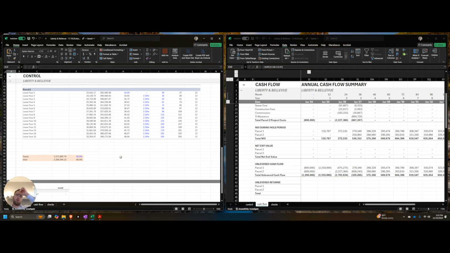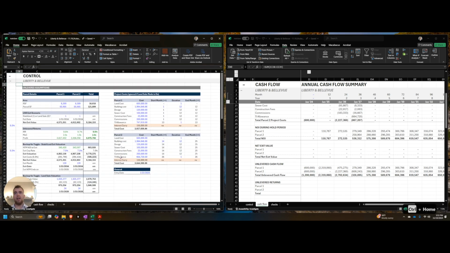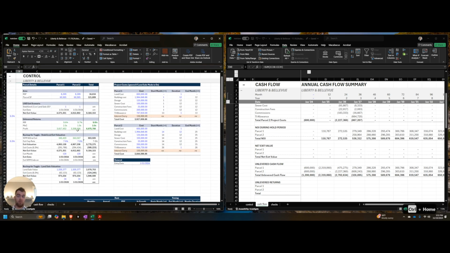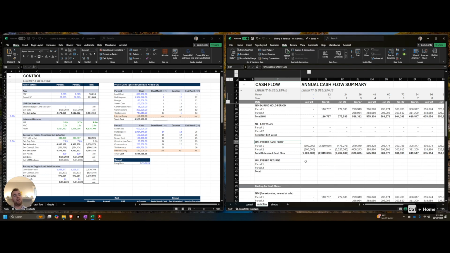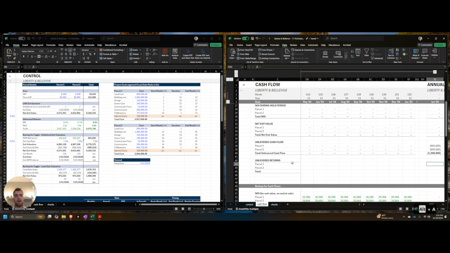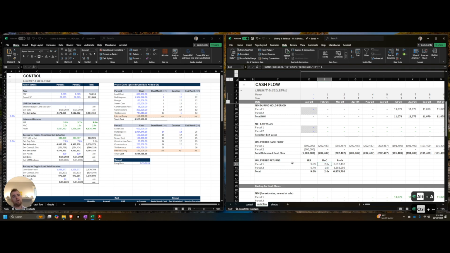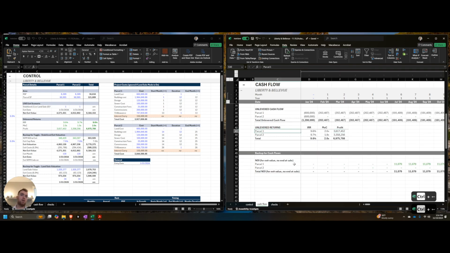All right, let's finish this. We are doing the shopping center model for Liberty and Bellevue, which is a shopping center that has the following characteristics that we've been working through. We have finished the unlevered cash flow. Now we are doing the levered cash flow, and that is going to be done.